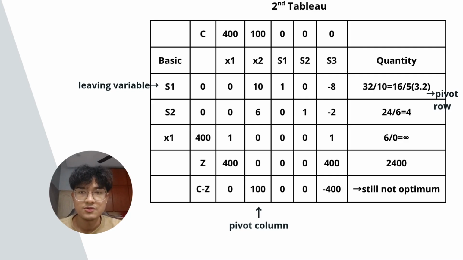Moving to the second tableau, x1 replaces S1 in the basic variables column. Our current Z value jumps to 2400. However, when we evaluate the C minus Z row, we still have a positive value of 100 under the x2 column. So basically, this tells us the solution is still not optimum, making x2 our next pivot column.